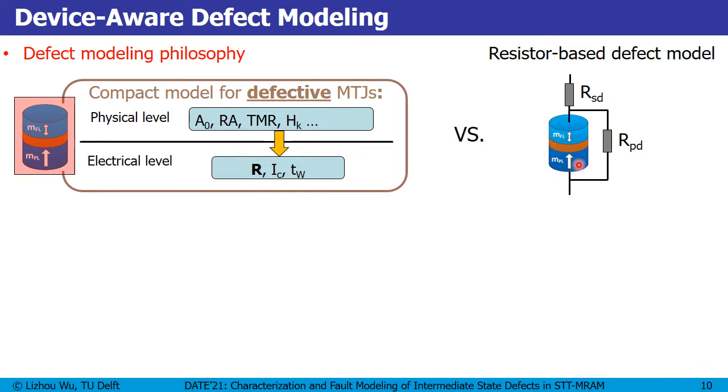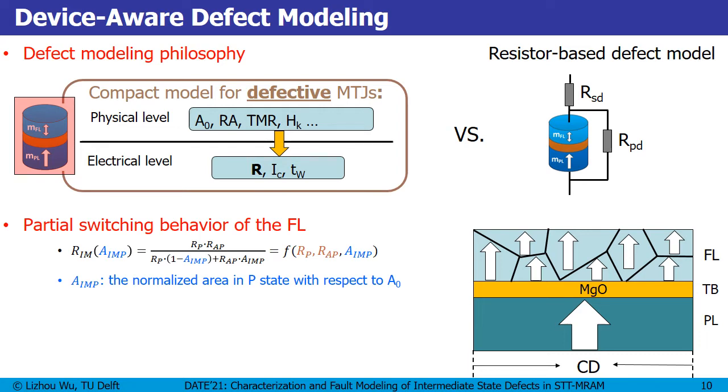Conventionally, any defect inside an MTJ is modeled as a linear resistor, either in parallel to the device or in series with the device. And based on our measurement, analysis, and literature study, we think the intermediate state is mainly caused by partial switching of the free layer. For example, in a P to AP switching, some parts switch to the intended direction, but some parts remain in their initial direction. Therefore, we can model intermediate states by splitting the entire free layer into two subregions, P region and AP region. Here, we need to introduce a key defect parameter, A sub IMP, meaning the normalized area in P state with respect to the entire cross-sectional area.